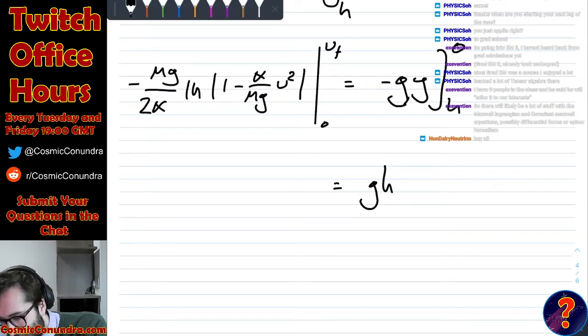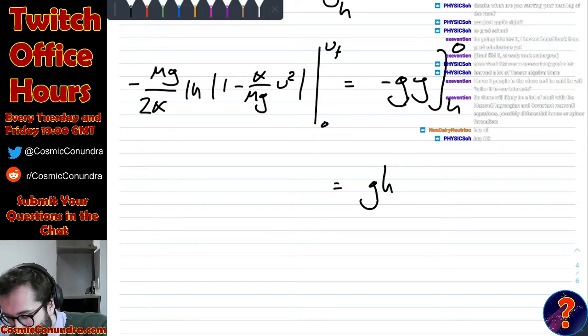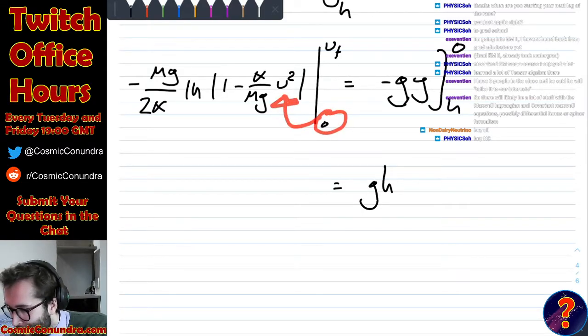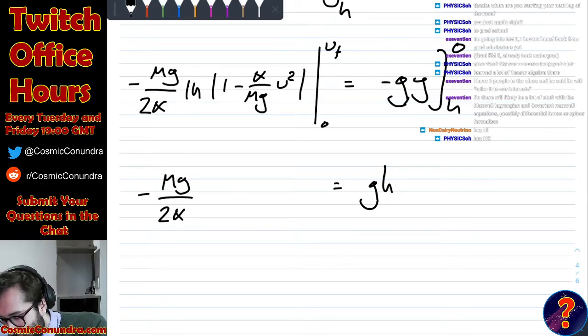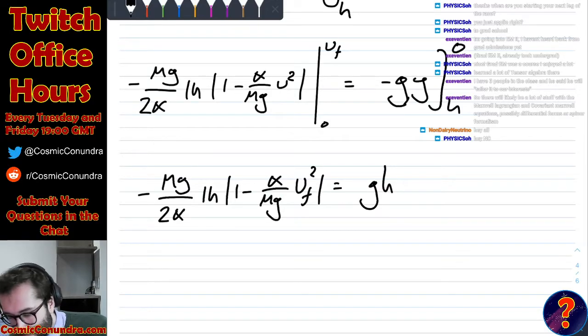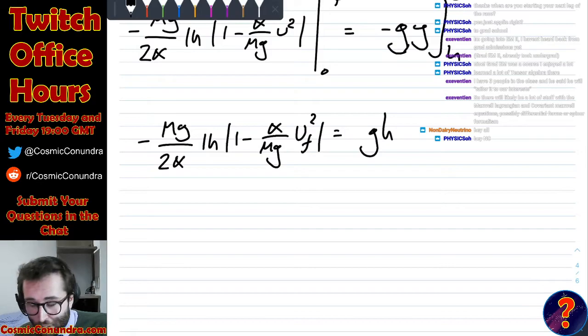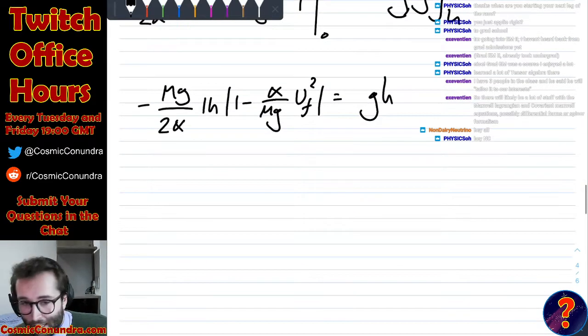And then on the left hand side, putting 0 in here for this lower limit gives us 1 minus something 0 squared. So this is going to be logarithm of 1, and logarithm of 1 is 0. So this whole thing is going to be minus mg over 2 alpha, natural log of 1 minus alpha over mg v final squared. Okay, and now the task is just to rearrange for v final squared. So you can already see that it is going to be different to the terminal velocity. In general, it will depend on how high we drop this thing from.